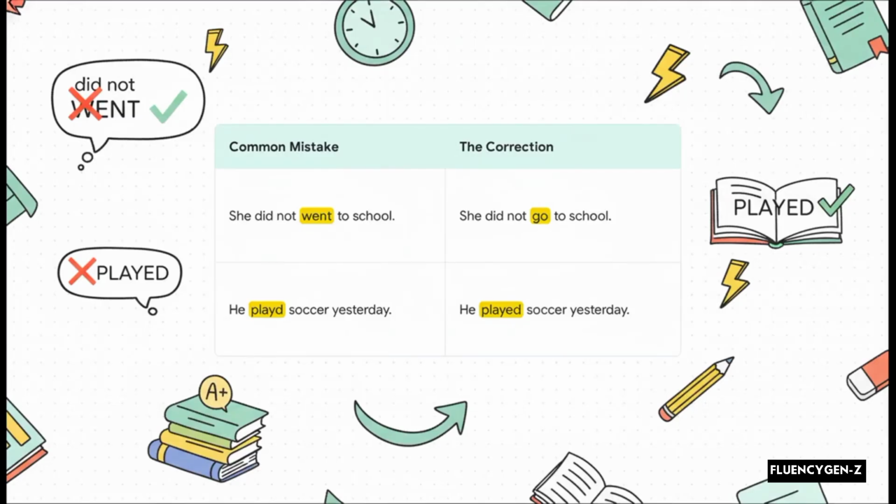And here we go. This first one perfectly shows what I'm talking about. You'll hear people say she did not went all the time. But remember our number one rule, since we already have did, the verb has to be go. The second one is just a little spelling mistake. With regular verbs, just make sure you stick that ed on the end.